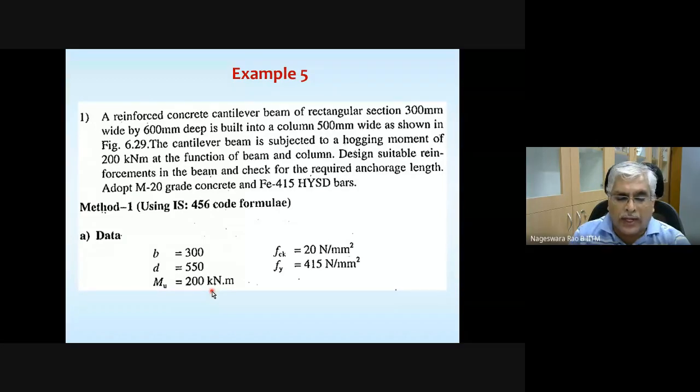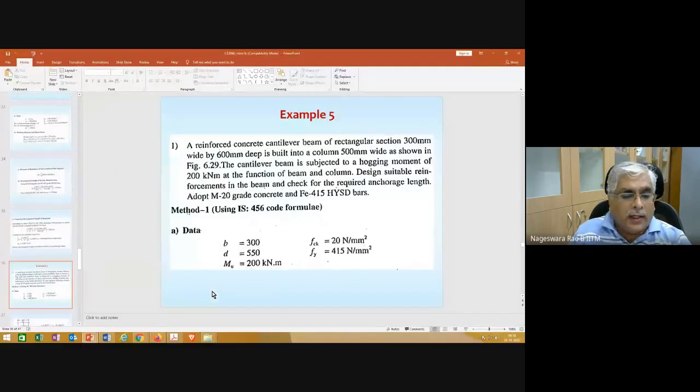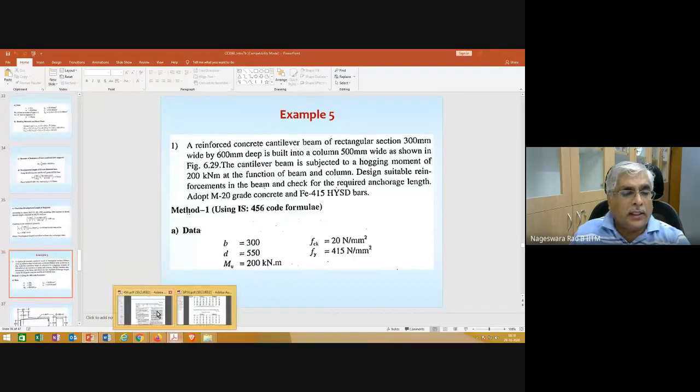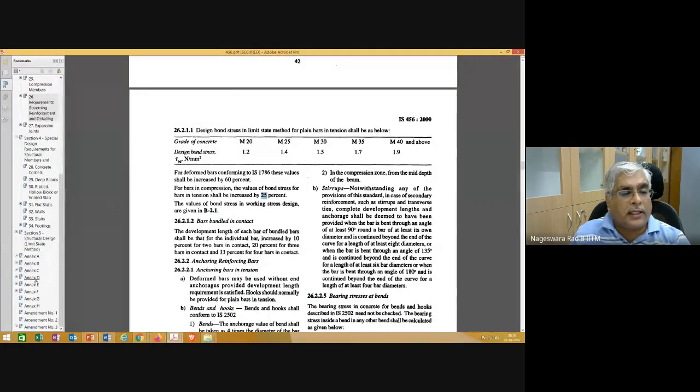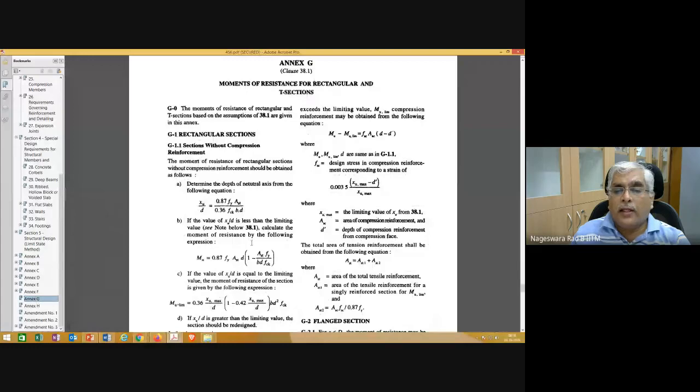You need to go to annexure G of your IS 456, and try to make use of this relation and try to find the area of steel. And before that, please note that this equation is valid for under reinforced section. So we need to make sure our section is under reinforced.